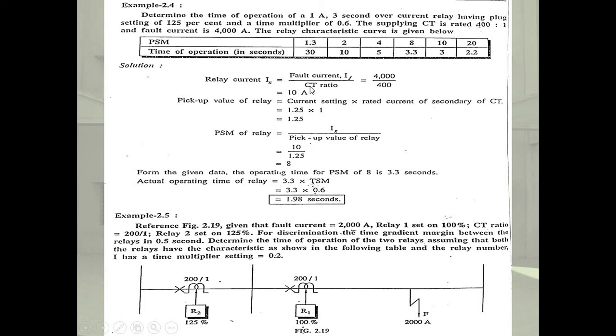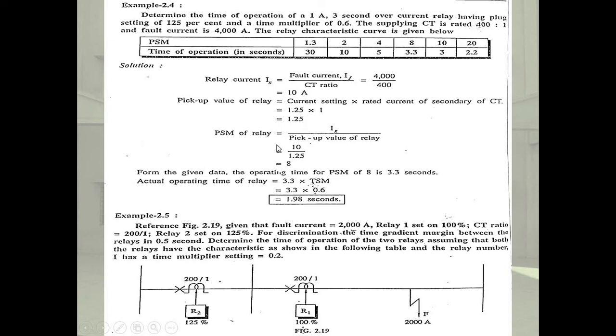Now the relay current equals fault current divided by CT ratio. Fault current is 4000 and CT ratio is 400 by 1, so 4000 divided by 400 is 10 ampere. Now the pickup value of the relay equals current setting into rated secondary current of the CT. Current setting is 125% and rated secondary current of CT is 1, so 1.25 is the pickup value of the relay.